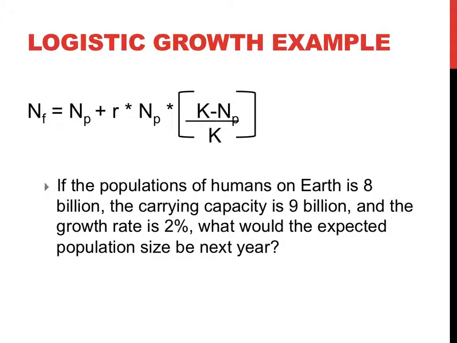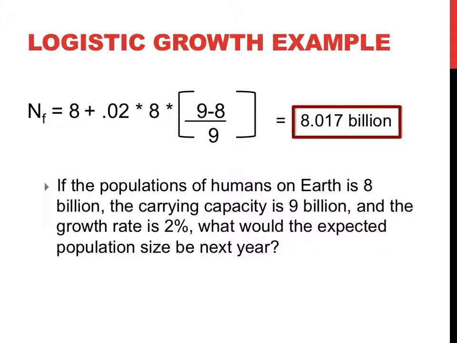The only example problem for logistic growth asks, if the human population on Earth is 8 billion and the carrying capacity is 9 billion, the current population has a growth rate of 2%, what would be the expected population size next year? The starting population of humans on Earth, NP, is 8 billion and is found 3 times within this equation. The growth rate of the human population, R, is 2%. Written in decimal form, this should be 0.02. Finally, the carrying capacity, or K, is 9 billion. This is the last variable that's found twice in this equation.